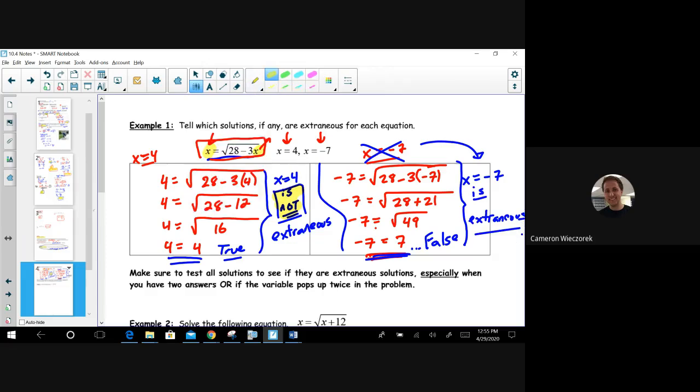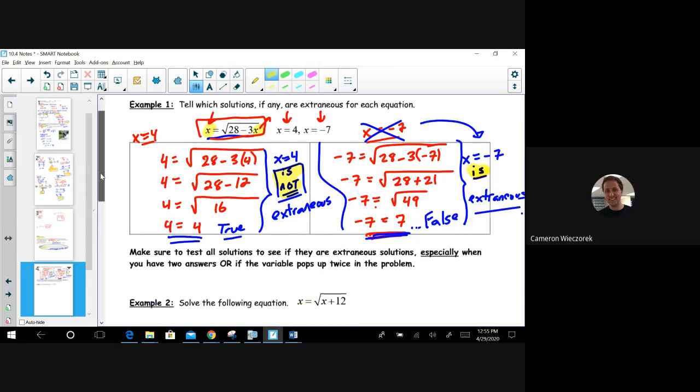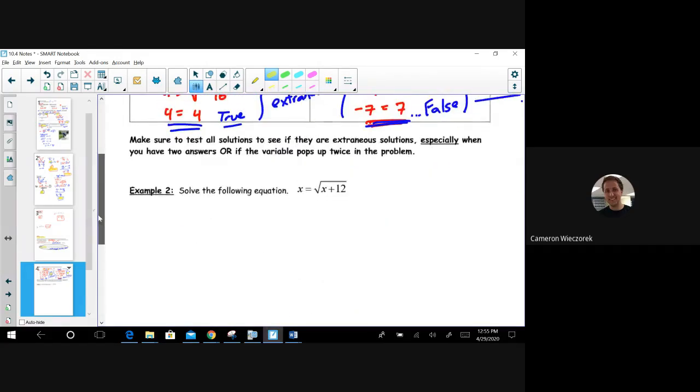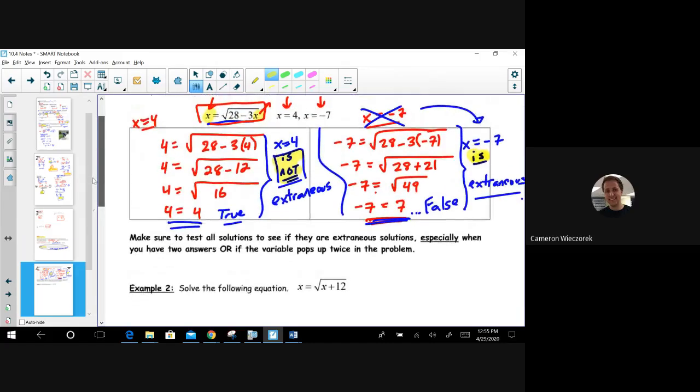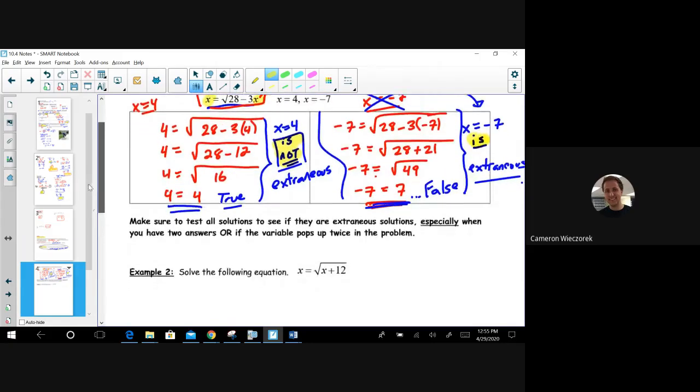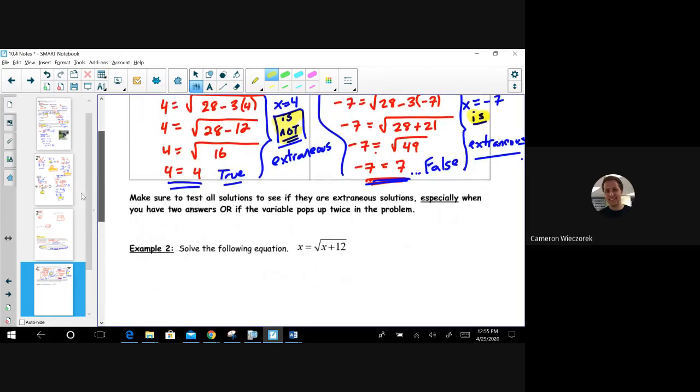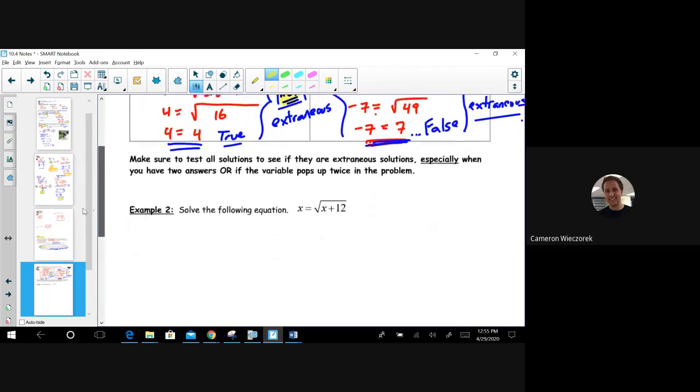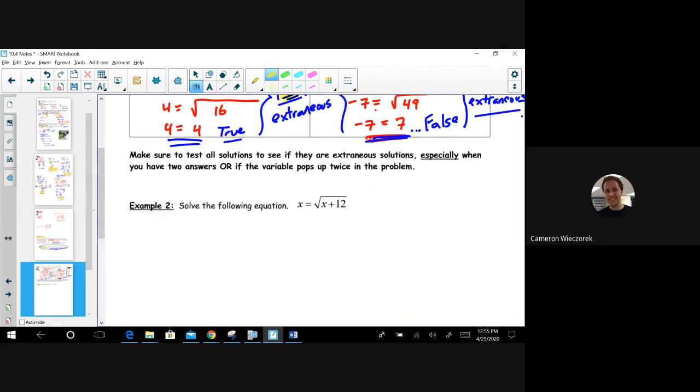So this one I'm just going to highlight the "is." It is extraneous. It's a garbage answer. You take it back to the store, you say, excuse me, I'd like to return x equals -7. And they tell you, that's fine, but we're going to charge you a fee of $3.14. Okay, sorry for the bad joke.